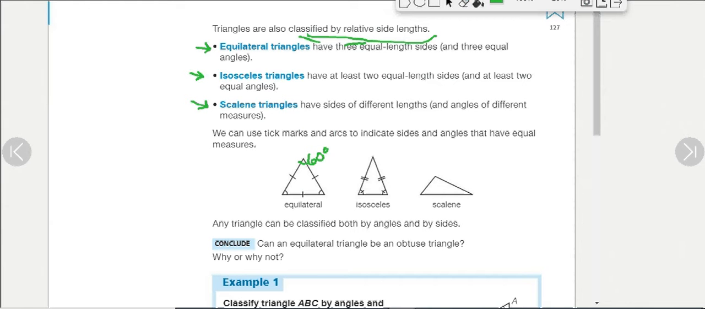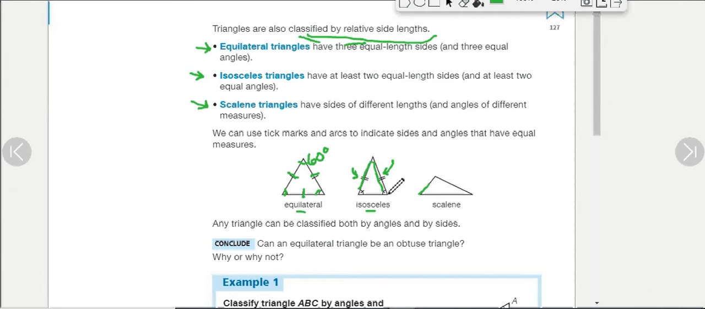Something else to note, that equilateral means all sides are the same, and when all sides are the same, a truth of geometry with triangles is that all angles will also be the same. So that's the equilateral triangle. Isosceles means it has at least two equal length sides and at least two equal angles. So we use these tick marks when there's the same number on each side to show that this side and this side have equal lengths, making it an isosceles triangle.